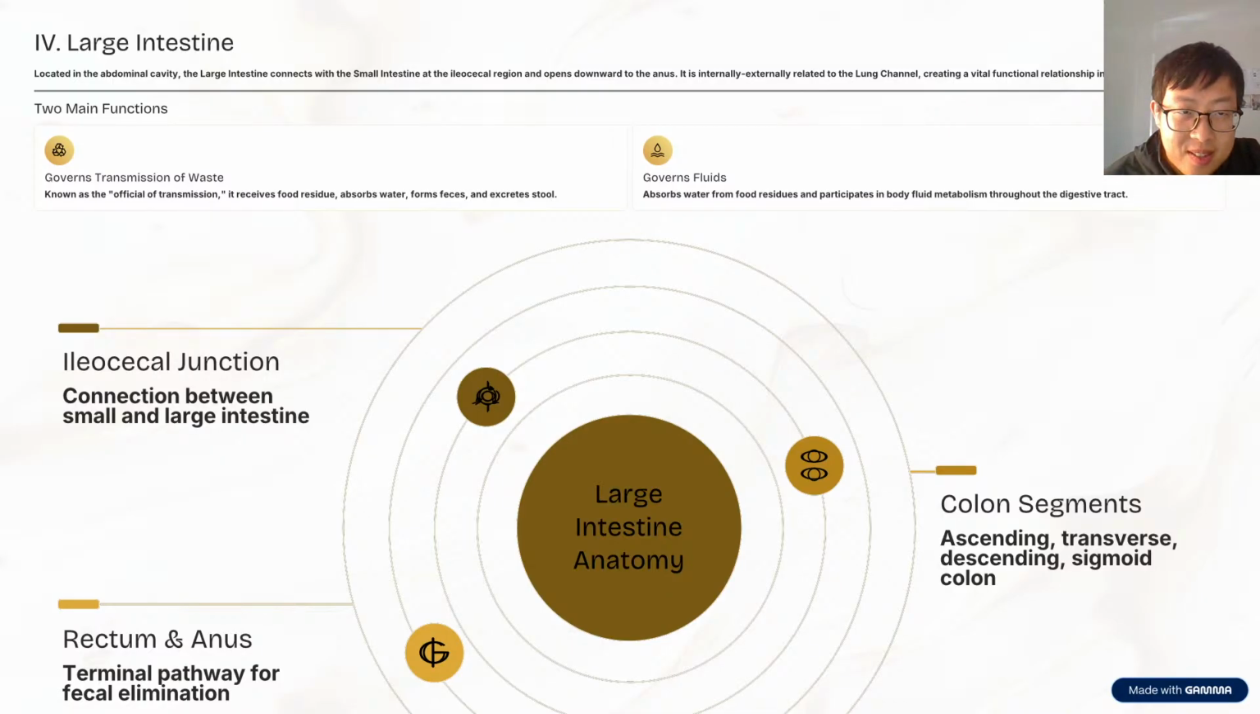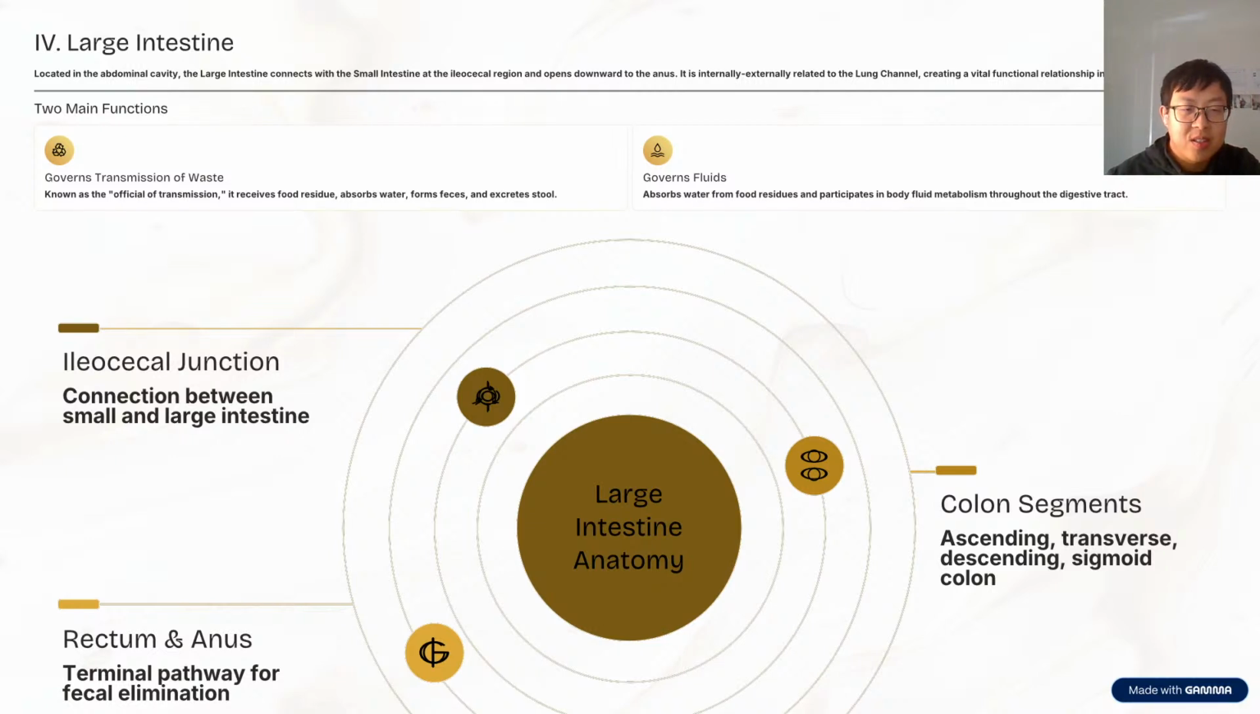Okay, today we're gonna continue to talk about the six fu organs. In the previous course we shared the knowledge about the gallbladder, stomach, and small intestine. Today we're gonna share the knowledge about the large intestine, bladder, and triple burner. Okay, let's start with the large intestine.